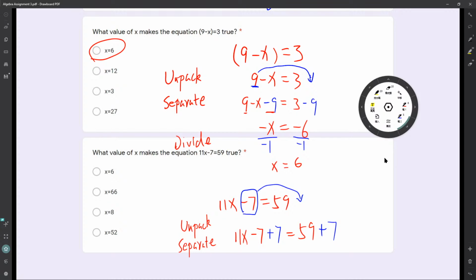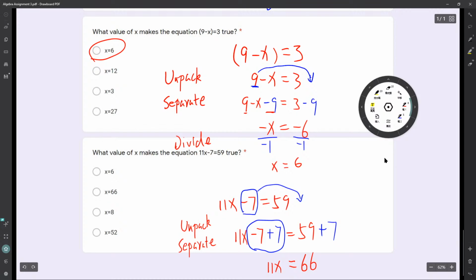Then negative 7 plus 7 is going to be 0, right? This part is going to be 0 out. Then we have 11x equals 59 plus 7. And if you do it on the calculator, that's going to be 66.